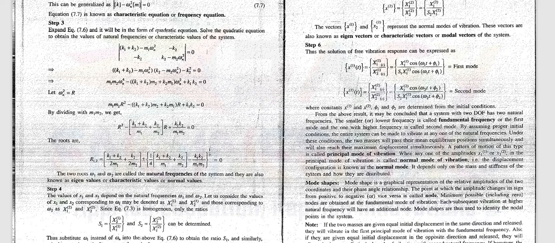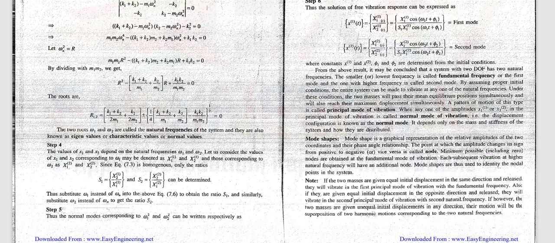So those values are known as natural frequency, and they are also known as Eigen values or characteristic values or normal values. There are different names, you need to understand. That is normal frequency, natural frequency, or Eigen values, or characteristic values, or normal values. So this is a way in which I can find out omega, that is the natural frequencies.